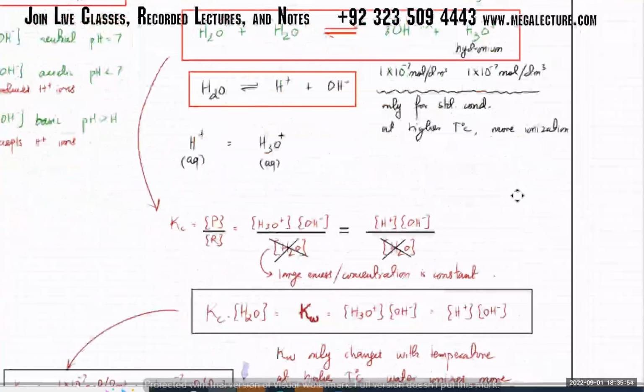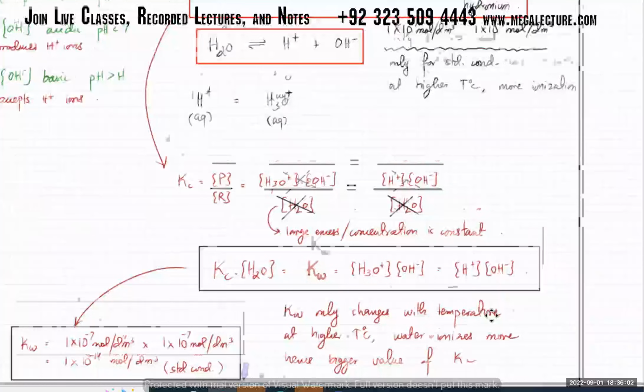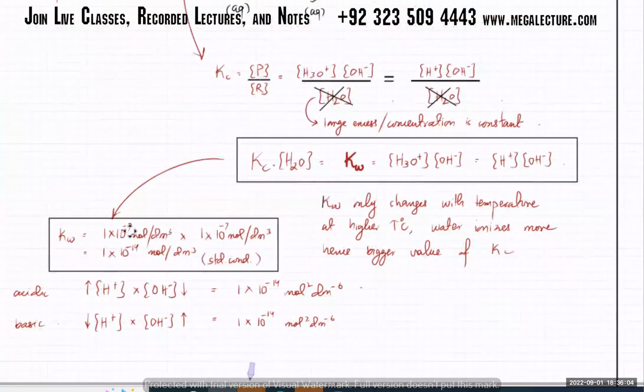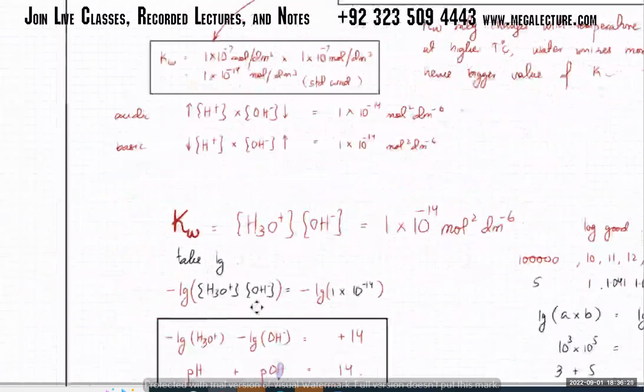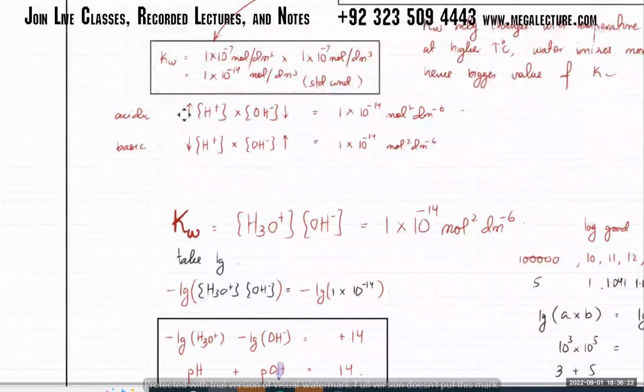When you calculate the equilibrium constant for this ionization of water, the expression comes out to be H plus multiplied by OH ions. Since under standard conditions both have a concentration of 1 times 10 power minus 7 mole per dm cube, their product, Kw, is going to give you 1 times 10 power minus 14. I told you this is always a constant: if you add an acid, H plus goes up; if you add a base, the OH ions go up and H plus goes down. But the product will always be 1 times 10 power minus 14.